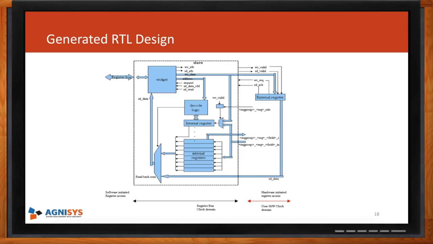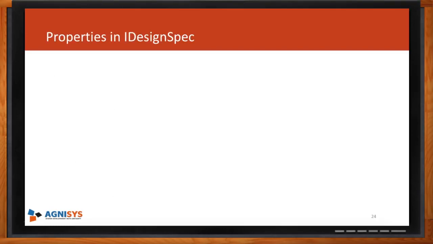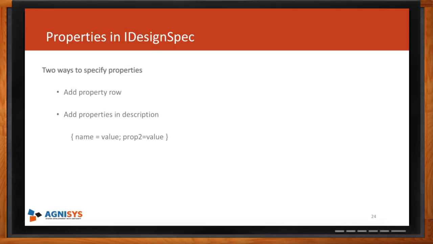Excellent. So what gets generated for my UVM process? Right. So far we've talked about RTL. For UVM, we not only create the UVM classes, but also the coverage model, the constraints, and the HDL paths. Okay. Now, if I could interrupt just a tad, what about properties? How do I specify those? Properties can be specified depending upon the input format that you choose. In Word, you can either add a row to your template, or you can use curly brackets and add a name equal to property.